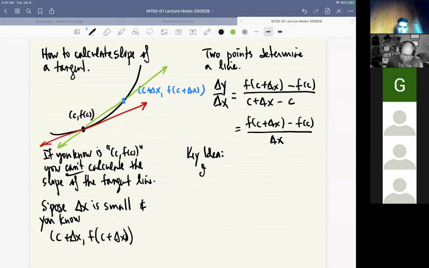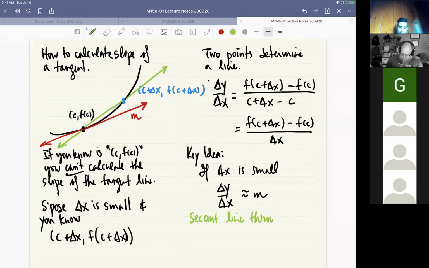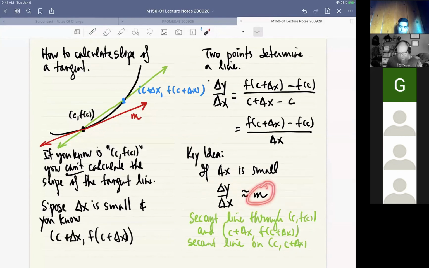So here's a key idea. If delta x is small, delta y over delta x is approximately equal to m, where m is the slope of that tangent line. This green line is called a secant line through c comma f of c and c plus delta x comma f of c plus delta x. Sometimes it's called the secant line on c to c plus delta x. And this idea that the slope of the secant line is going to be close to the slope of the tangent line if this horizontal distance between c and c plus delta x is small, that's really important.